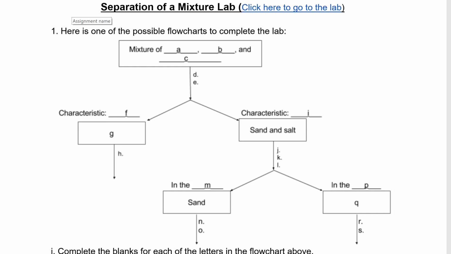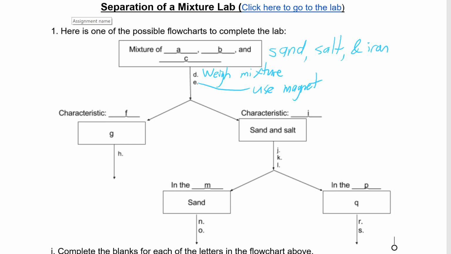Okay, so in this lab, in this flow chart, which you all made up, but which we're going to review right now, we start off with a mixture of sand, salt, and iron. Then we weighed the mixture, right, to find the initial mass. And then E is going to be use the magnet, right? Use magnet.